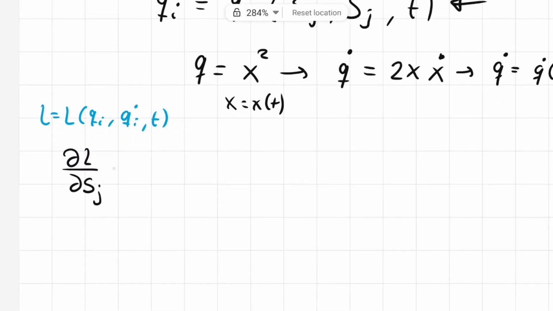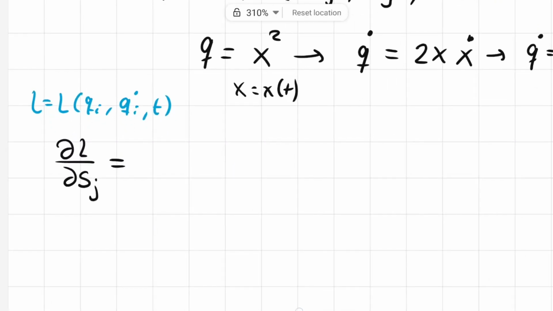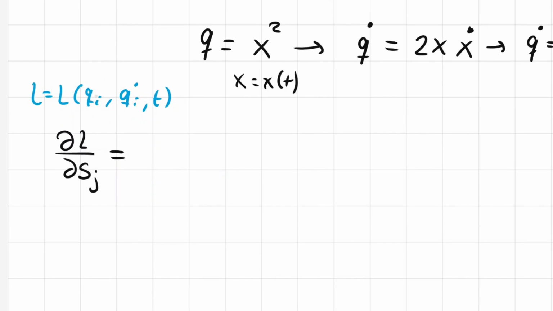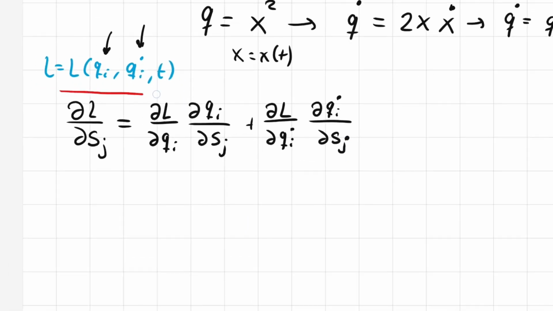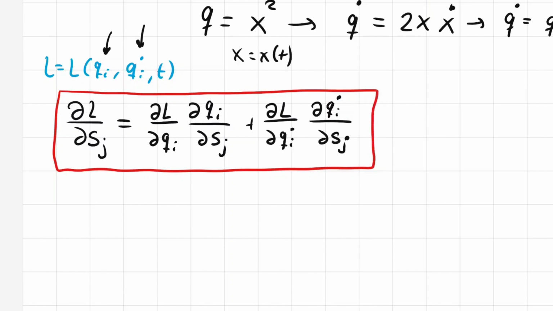Okay, so if we want to calculate this derivative over here, we need to use the chain rule, looking at which variables depend on sj: qi and qi dot. Okay, so we are going to have here the derivative of the Lagrangian with respect to qi, and then the derivative of qi with respect to sj, and then we will have the derivative of the Lagrangian with respect to qi dot times the derivative of qi dot with respect to sj. Perfect, just by using the chain rule. So with this, we have the first element of the Lagrange equation.